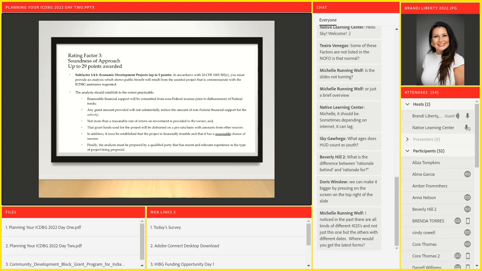In addition, it must be established that the project is financially feasible and that it has a reasonable chance for success. So you do need to have some kind of feasibility study done before you take on an economic development project. And then finally, this analysis has to be prepared by a qualified party or firm that has recent and relevant experience in the type of project being proposed. So again, this is where you're probably going to have a capacity gap and need to bring in an outside consultant to help determine and analyze these particular factors.